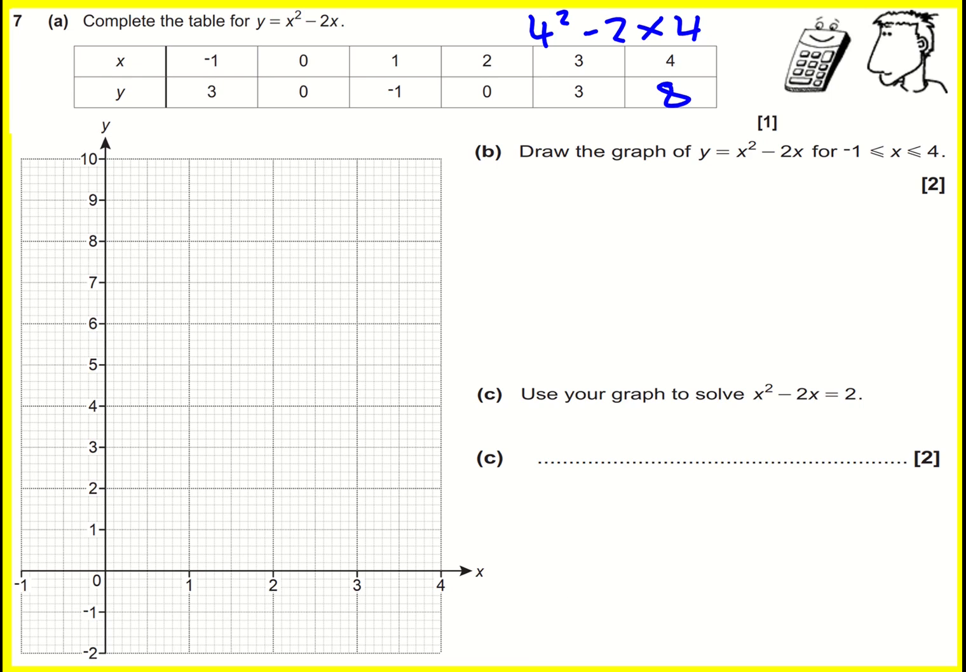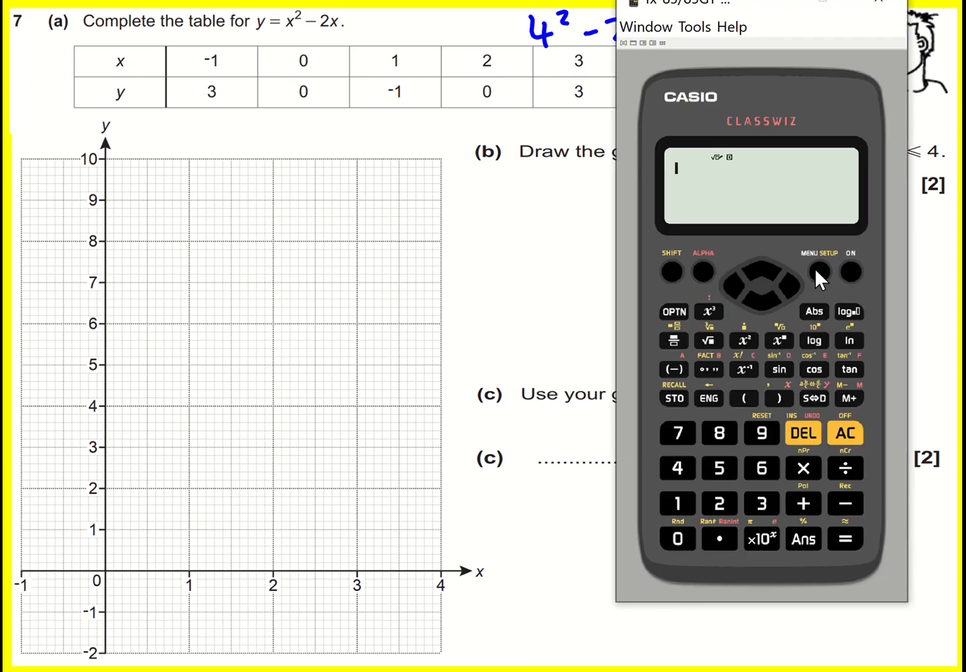If somebody likes to be really careful, you can get your calculator, go to menu, find the table function. Hopefully you've got a calculator with this function in. It might not look exactly like mine. Then you can do alpha x squared. So I've got f of x is x squared. F of x is my function. In this case, it's my y, minus 2 times x as x. Okay, I'm not interested in the second function.